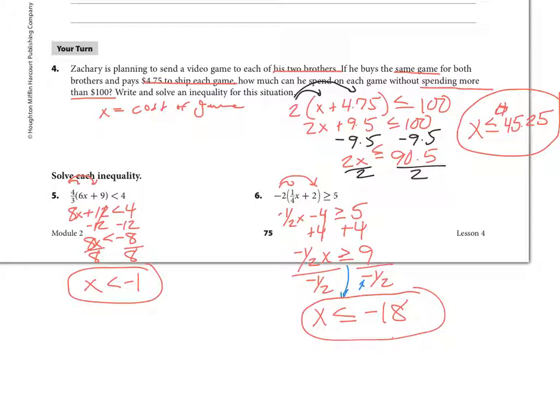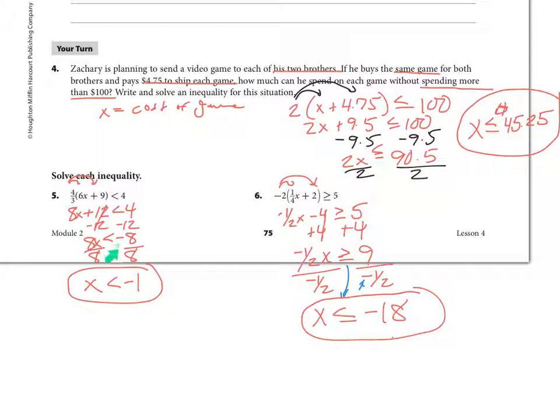Problem number 6, same thing. Distributive property, here you have another fraction. Make sure it's in parentheses. Work the problem out just like a normal equation. Here's the difference. In this problem, we divided by a positive 8.